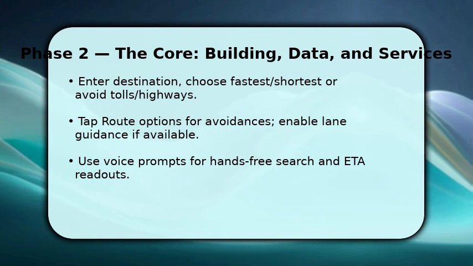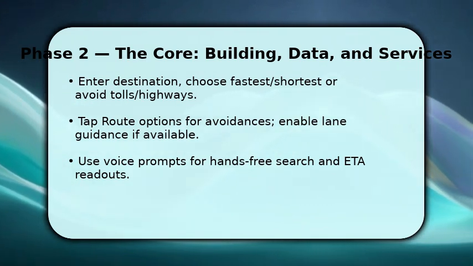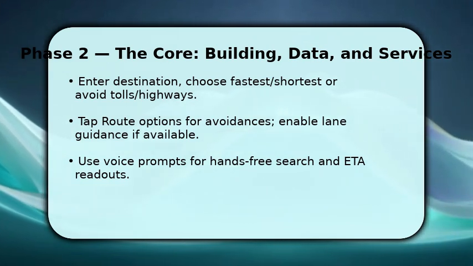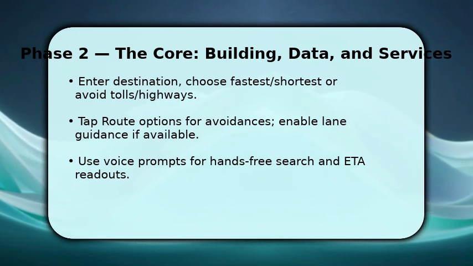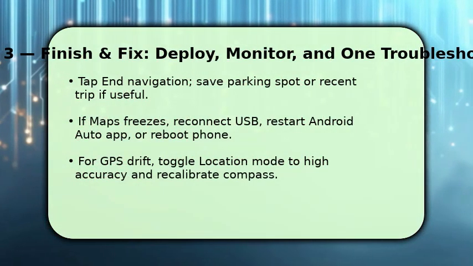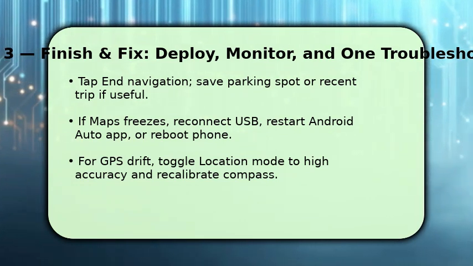Enable lane guidance and junction view to reduce last-second lane changes. Use the steering wheel voice button to update the route or ask for ETA without touching the screen. This keeps you focused and compliant with safe driving rules. When you arrive, tap End Navigation and optionally save your parking spot or recent route for future reference.